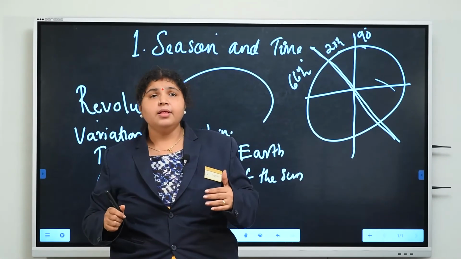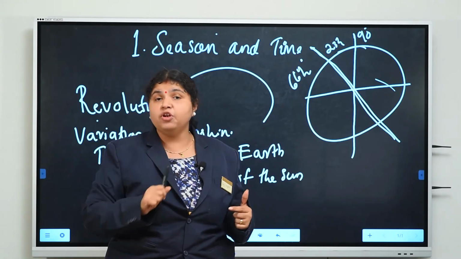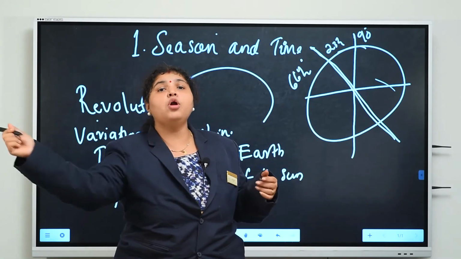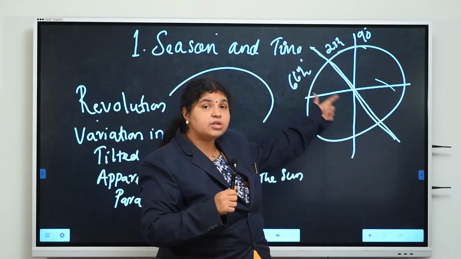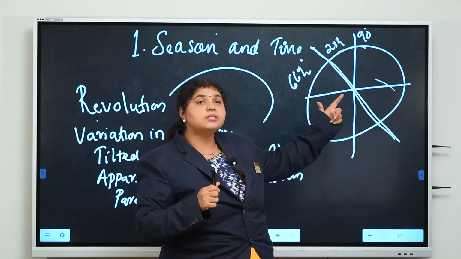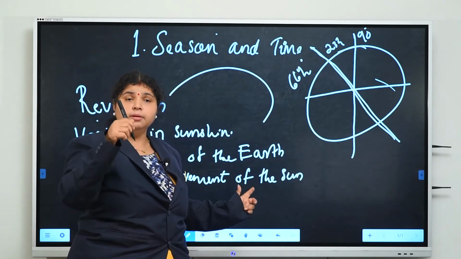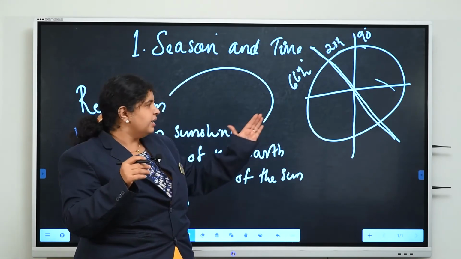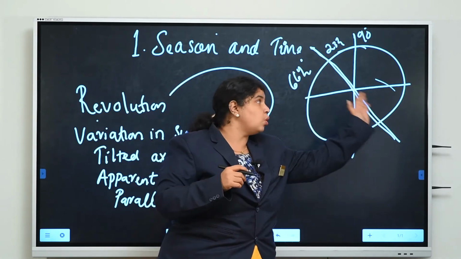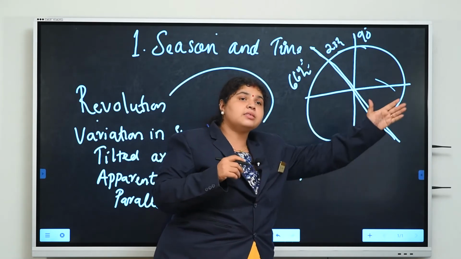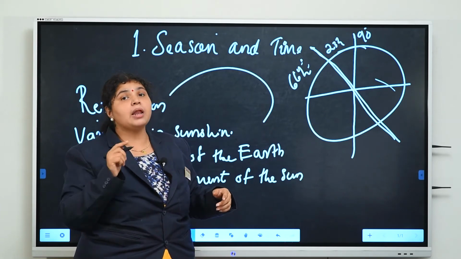Earth maintains this tilted axis throughout the revolution. We know that Earth revolves around the sun. While revolving around the sun, Earth maintains this tilted axis. That feature is called parallelism. So what is parallelism? Earth maintains the tilted axis, it is not straight, it is just a little bit tilted, throughout its revolution around the sun. That is called parallelism.